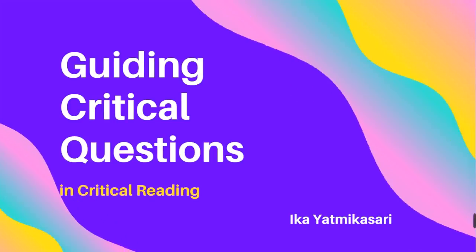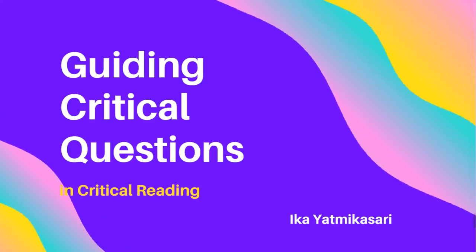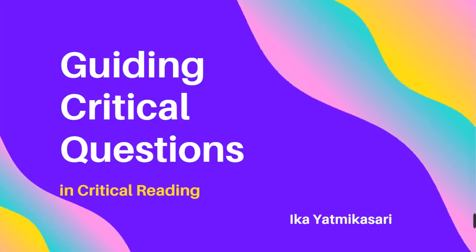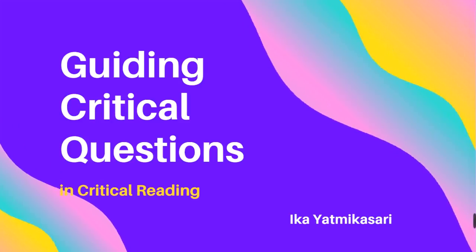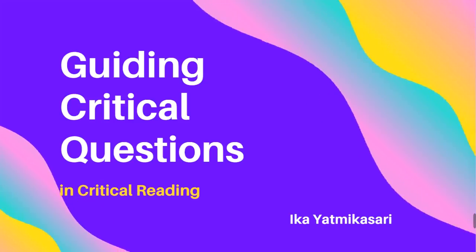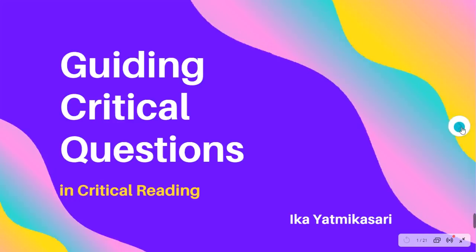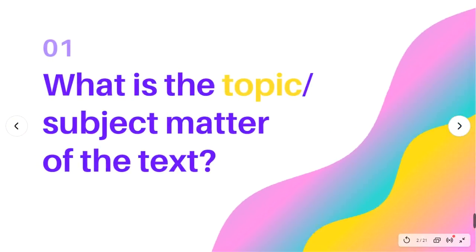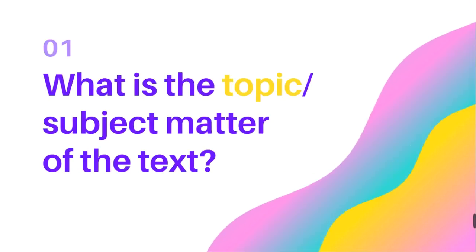This time, the topic we are going to discuss is guiding critical questions, which are usually used to see a text from a critical point of view, and to disclose both explicit and implicit propositions of the text. Let's explore the questions. The first question is, what is the topic or subject matter of the text?